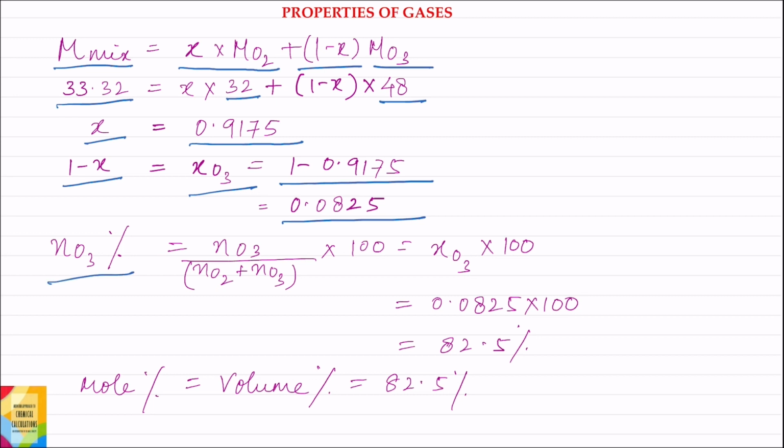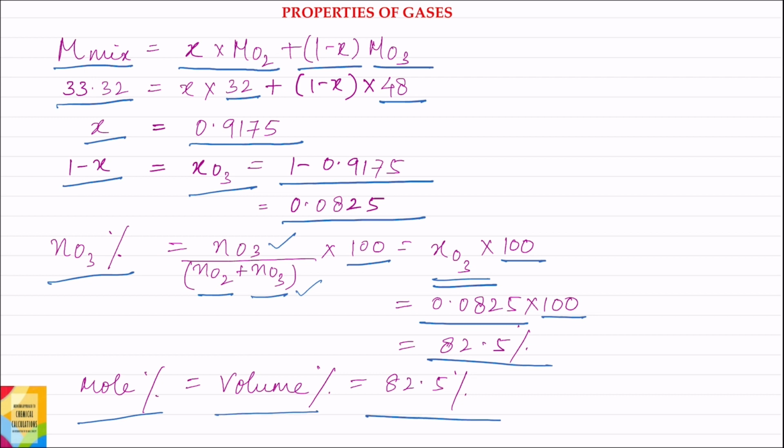Now, what will the mole percent of ozone be? Mole percent of ozone will be equal to moles of ozone divided by total number of moles, times 100. What will the total number of moles be? The total number of moles will be the number of moles of oxygen plus the number of moles of ozone. Now moles of ozone divided by total number of moles is the mole fraction of ozone. So mole percent of ozone will be equal to mole fraction of ozone times 100. This is equal to 0.0825 times 100, which is equal to 82.5%. Now mole percent is also equal to volume percent. So the volume percent of ozone is 82.5%.